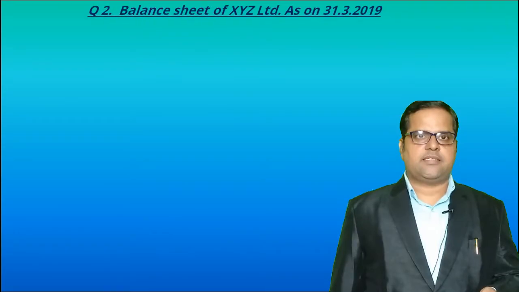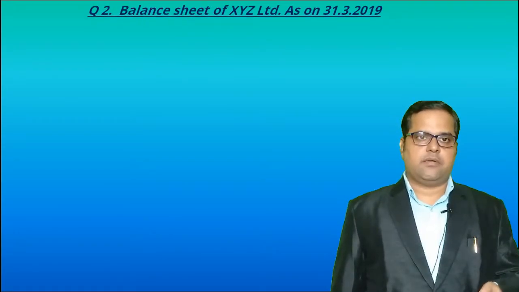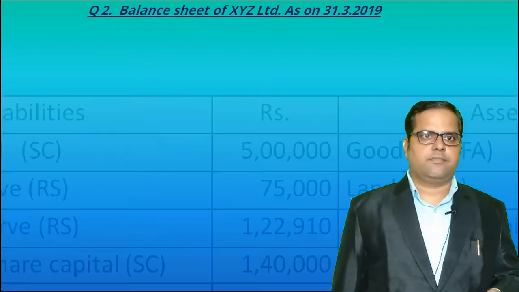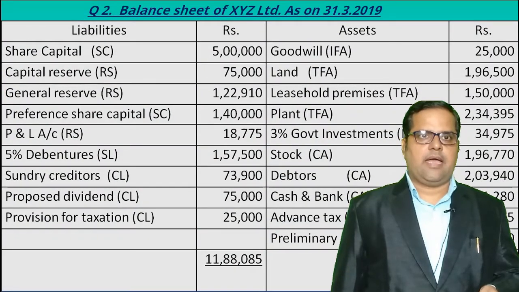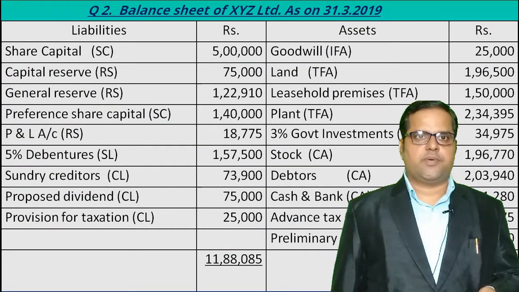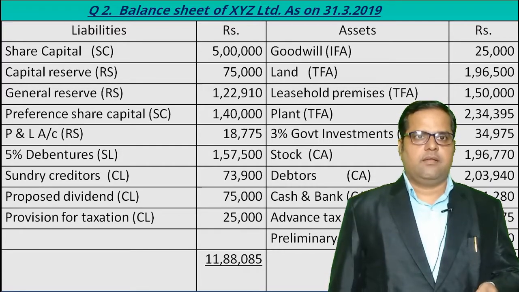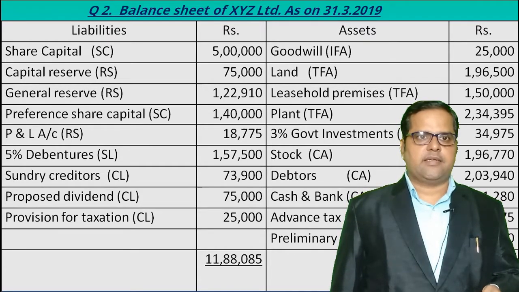So students, let us see how the balance sheet will appear after doing the marking. You can see I have written in bracket the markings to be done against each item. You can see share capital is marked as SC, capital reserve, general reserve, P&L are marked as RS, that is reserves and surpluses. Preference capital is marked as SC. 5% debenture, as I told you, is a secured loan. Creditors, proposed dividend and provision for taxes are CL, that is current liabilities.